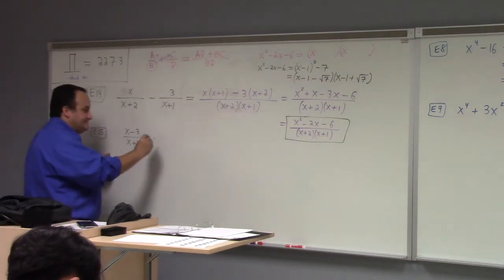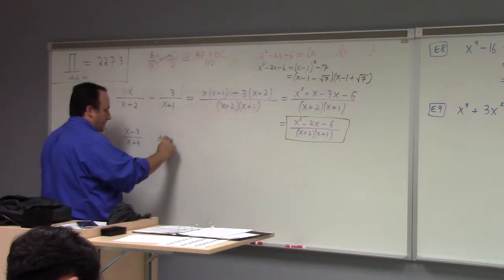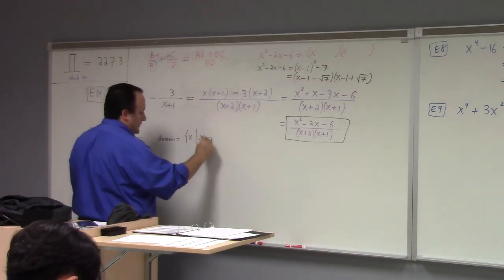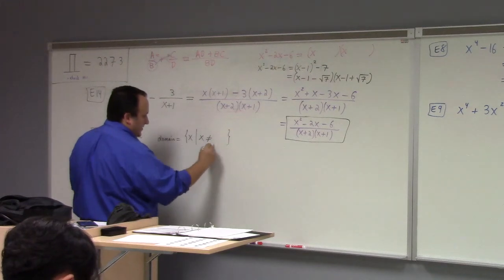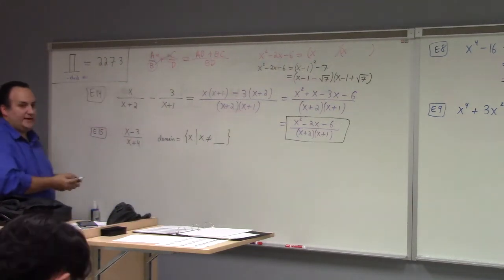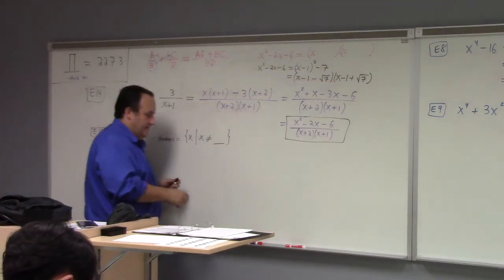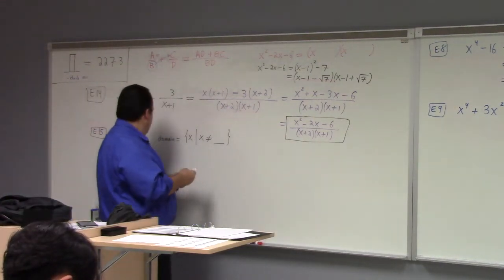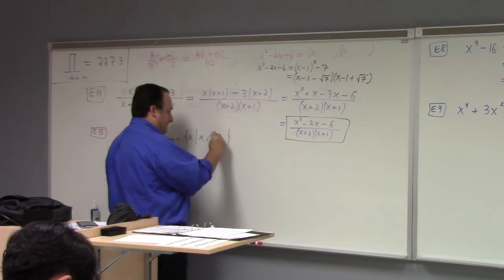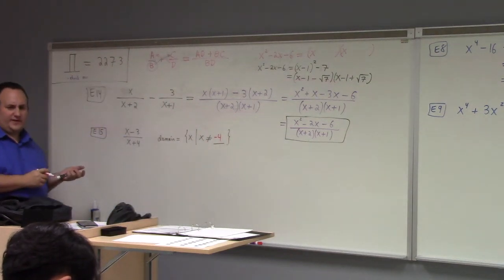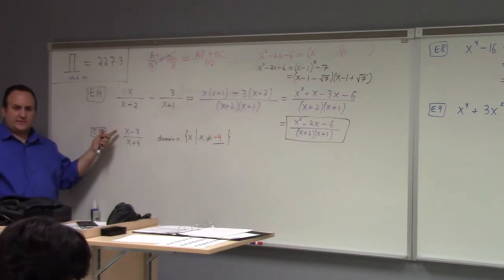So the domain here would be x such that x is not equal to what? Fill in the blank for me. What is the one thing I can't allow here? Negative 4, right? Now, what about 3? 3 makes x minus 3 equal 0, right?